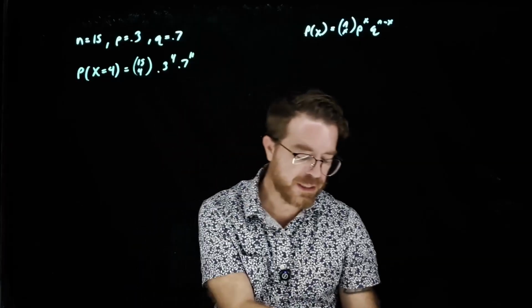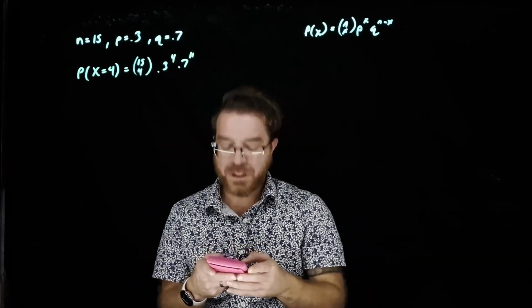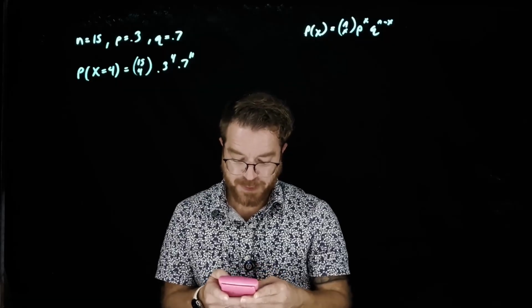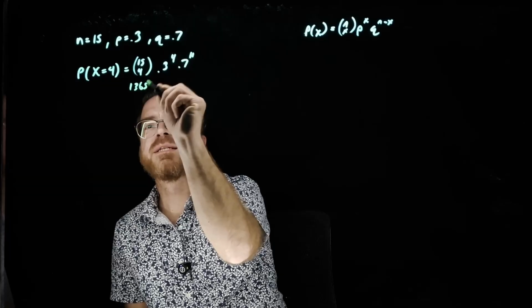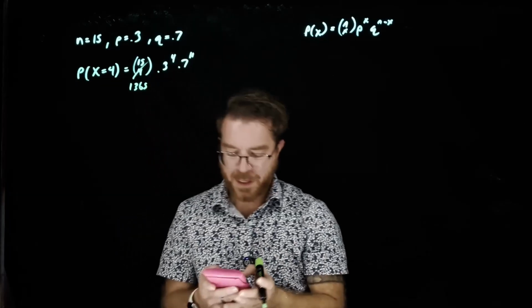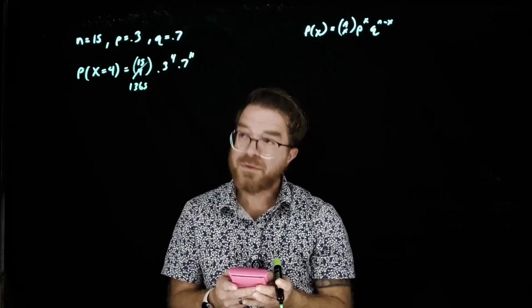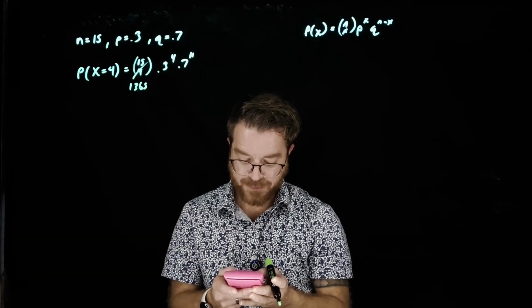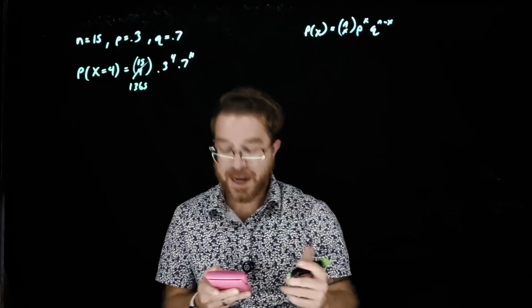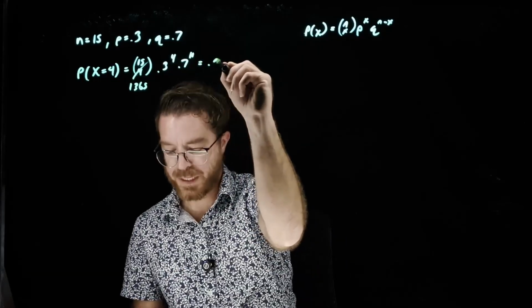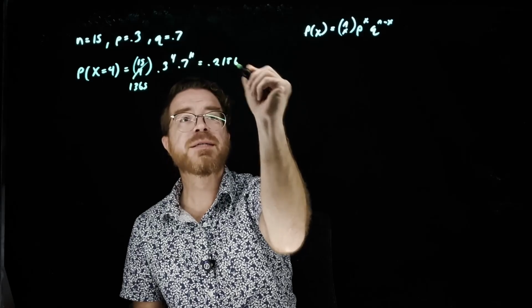So plugging this in, 15 choose 4 is going to be 1,365. So that's going to be that value there. So I have 1,365 times 0.3 to the 4th power times 0.7 to the 11th power, and I get a probability of 0.2186.